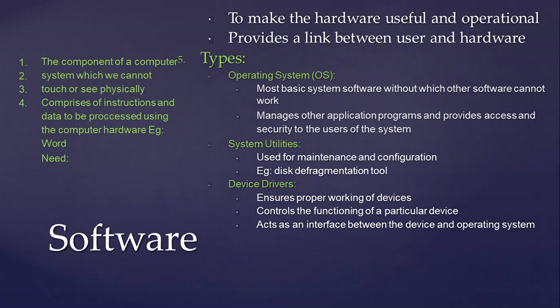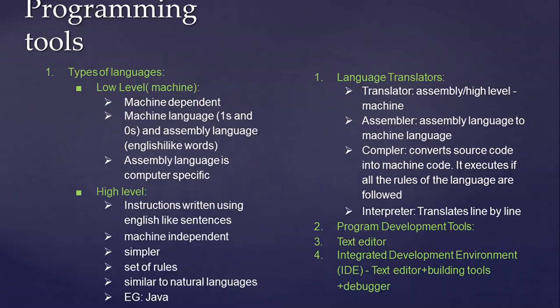Next is system utilities. It is used for maintenance and configuration. Examples include the disk defragmentation tool, which helps arrange the memory. If there is not a free block of memory, it helps arrange the memory so that data can be placed between them. Third is the device driver, which ensures the proper working of devices and also controls the functioning of a particular device. It acts as an interface between the device and the operating system.